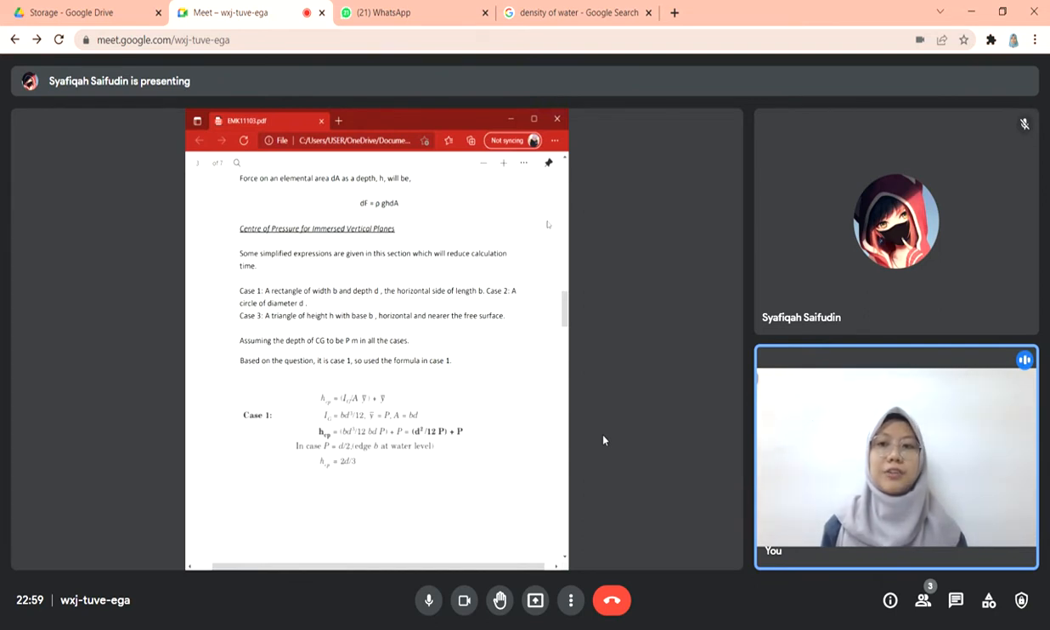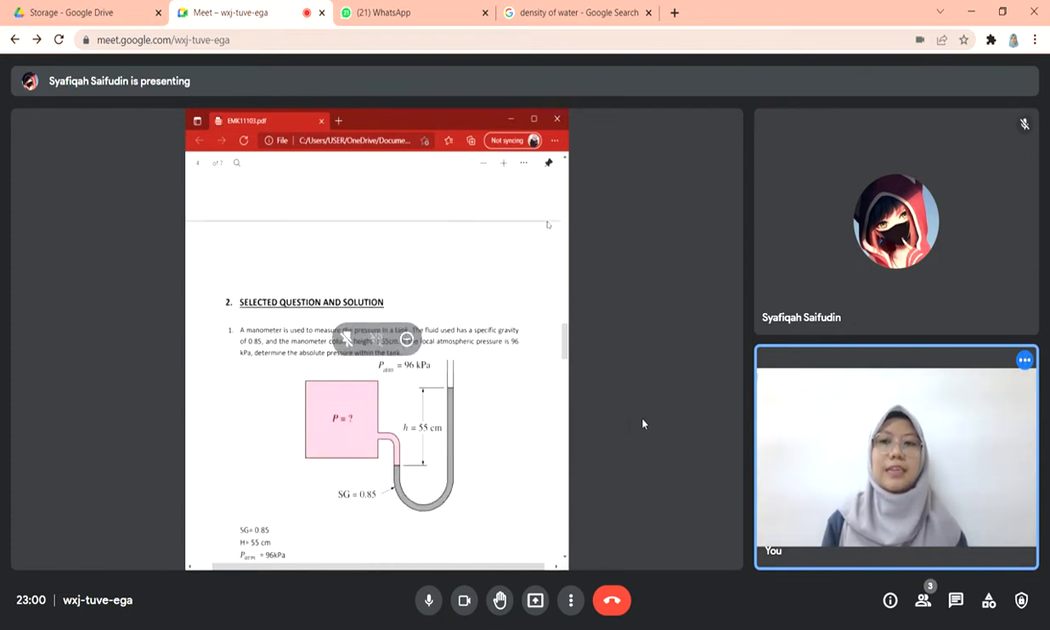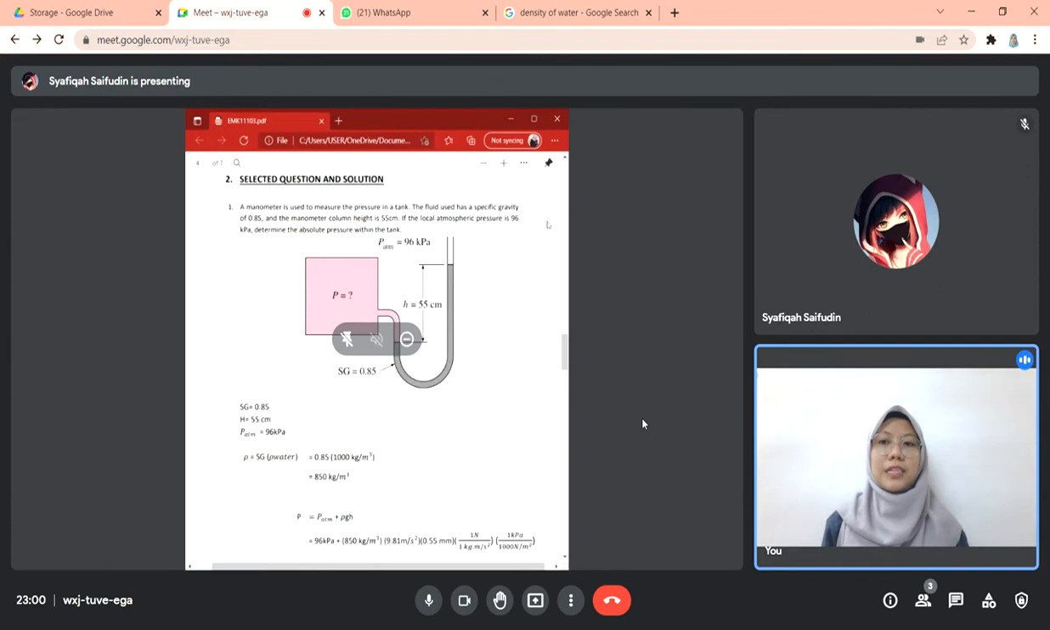So there are three cases. The first case is a rectangle with width B and depth. Second is a circle of diameter, and third a triangle of height H with the base B. So from question 7 that I chose from the tutorial, it is case 1, so I use the formula in case 1. Next is the question and the solution.